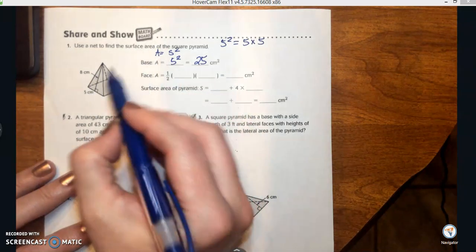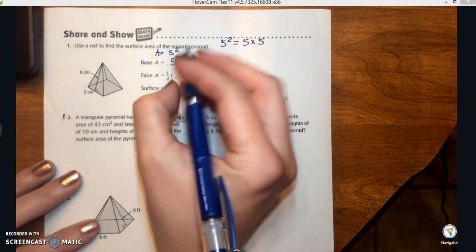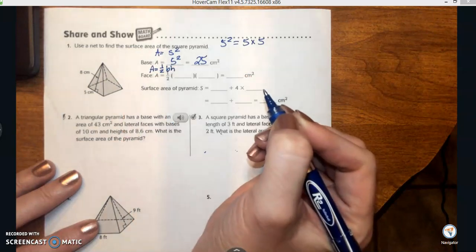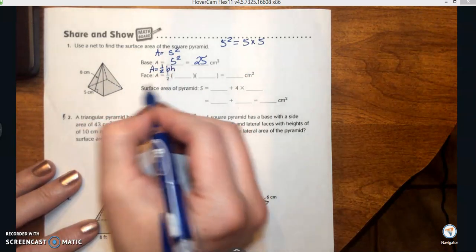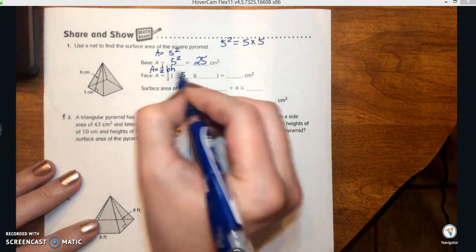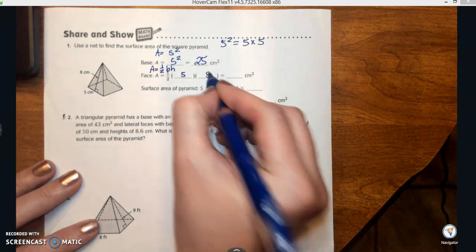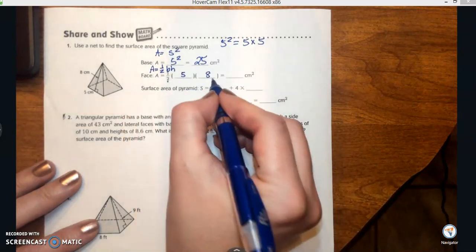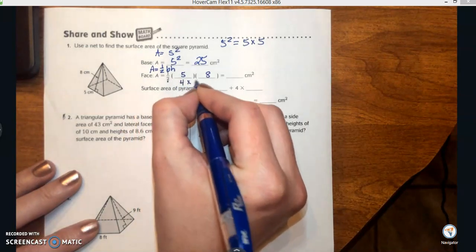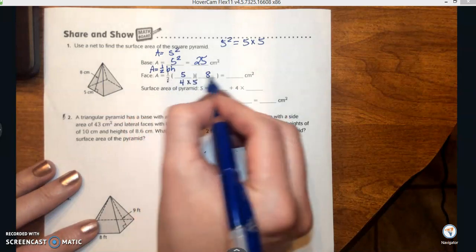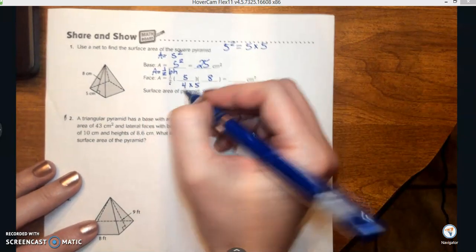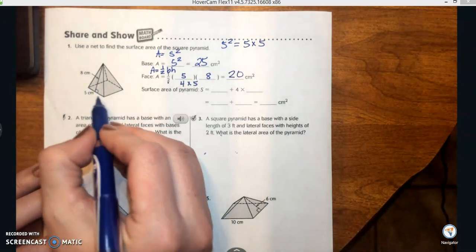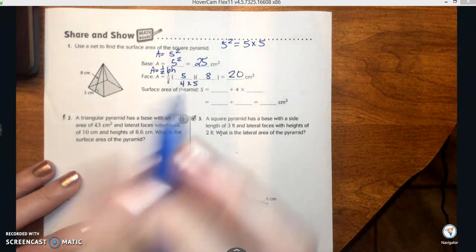Now, each side is a triangle. So remember, with a triangle, we say area equals half base times height. So I'm saying half of my base is 5 and my height is 8. So I'm going to go ahead and say half of 8, which is 4, times 5. So instead of halving the 5, I half the 8. So 4 times 5 is 20. So that means that each triangle is 20.